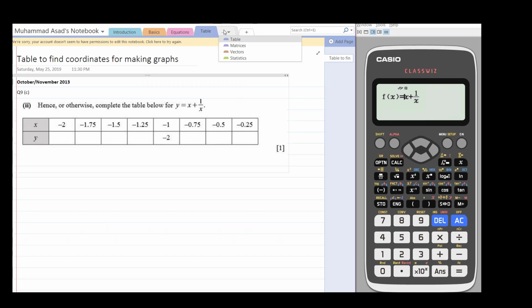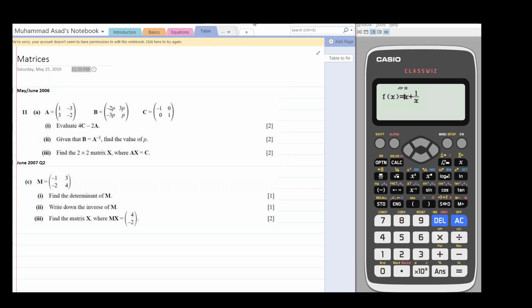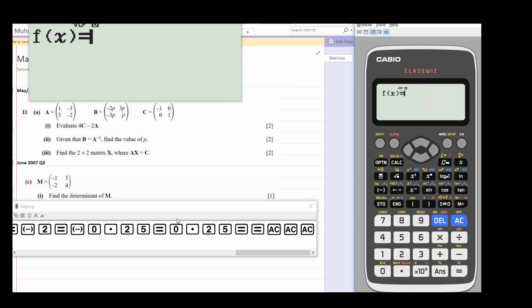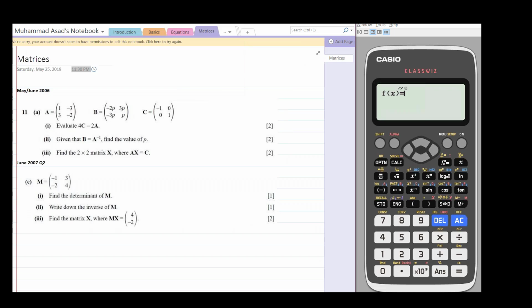Okay, so let's move to the next option, matrices. In the matrices menu, you can find the inverse of a matrix, which takes a lot of time in your exam, so it will verify your answer. And you can find the determinant of a matrix.